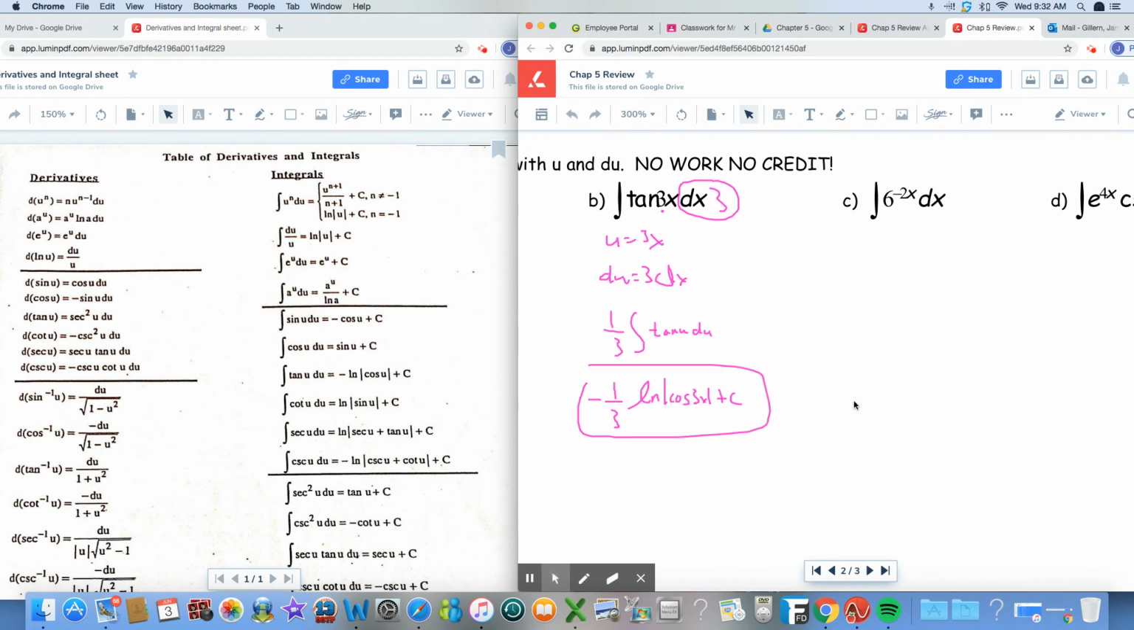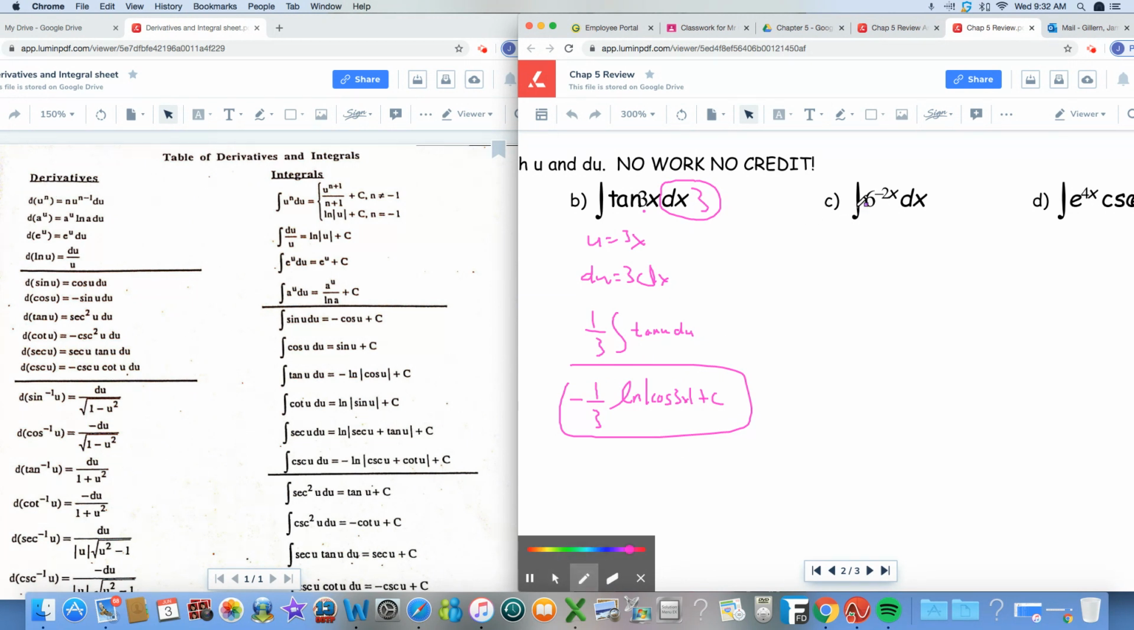All right. This one here, what are we going to make u? Well, u can be the exponent. All right, let's make u negative 2x. The derivative of negative 2x is negative 2 dx. So I need to add a -2 in here. That's going to be my du.